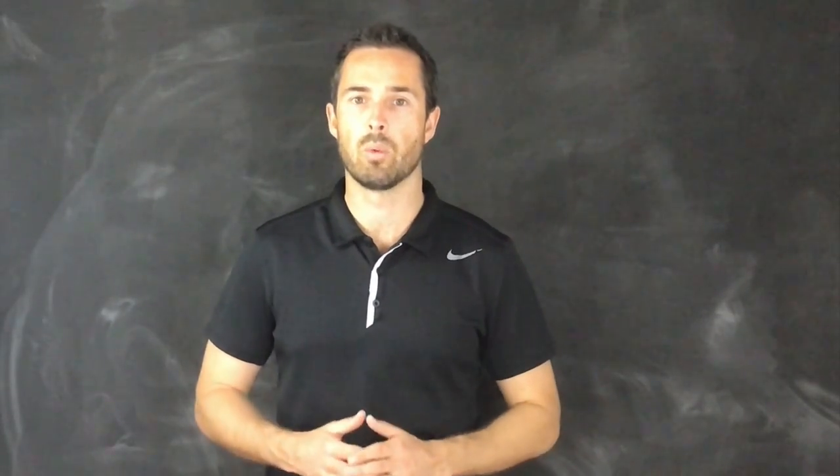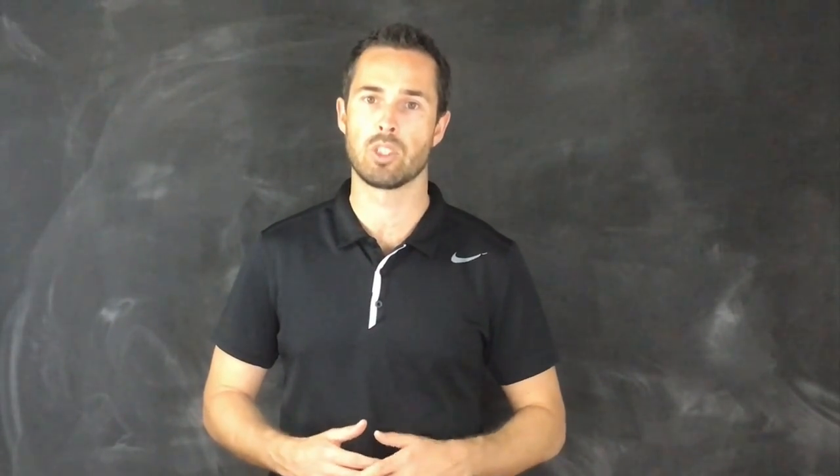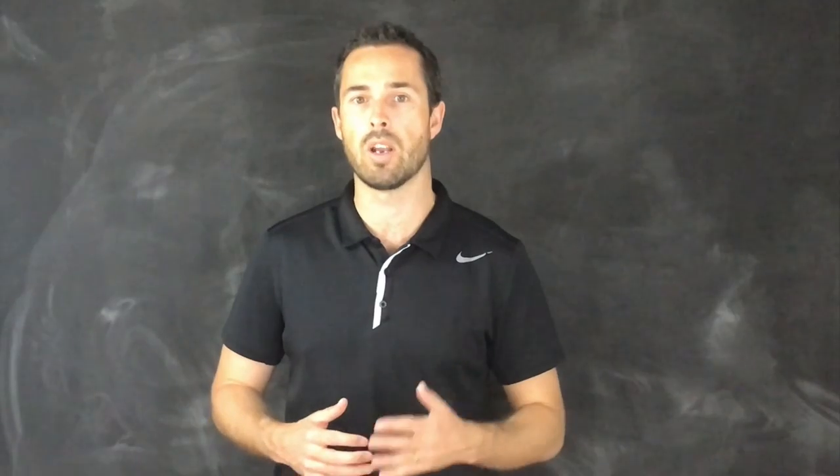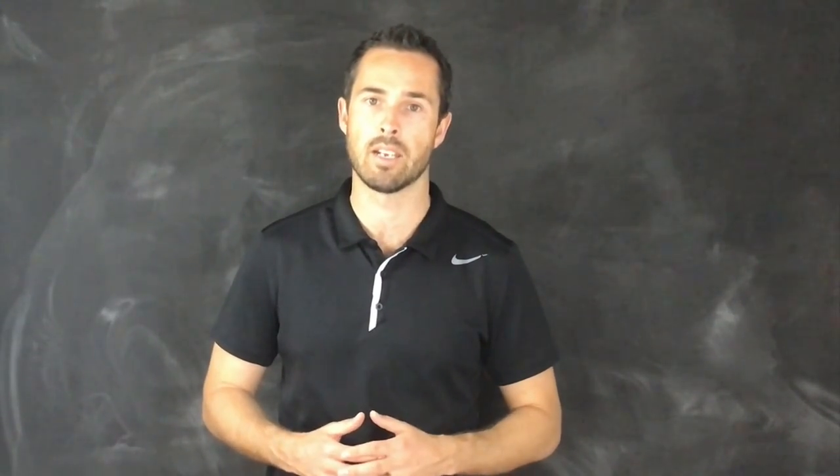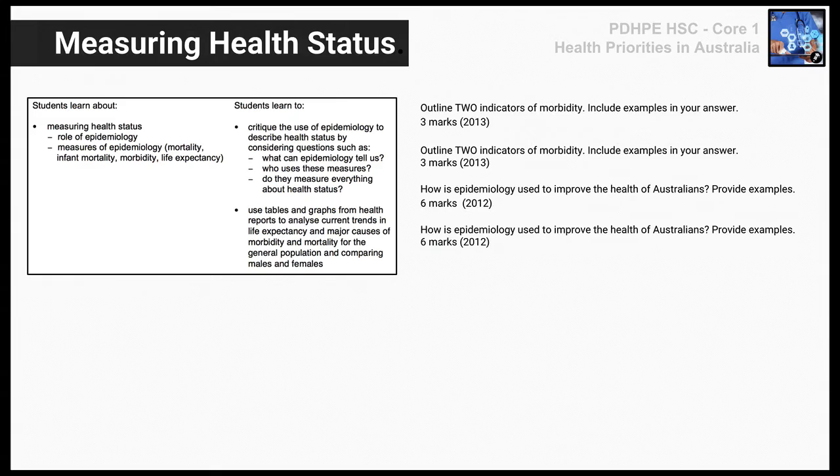So for this video, we have broken apart the Core 1 syllabus dot point by dot point to show you every question that has been asked in the HSC since 2010. The first dot point is measuring health status. You can see that there are 4 questions. 2 are outline questions, a term that comes straight from the glossary. The other style of question asks how.